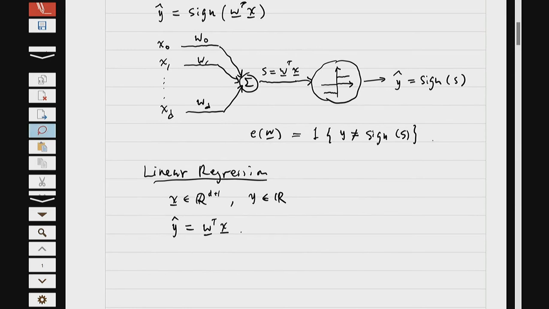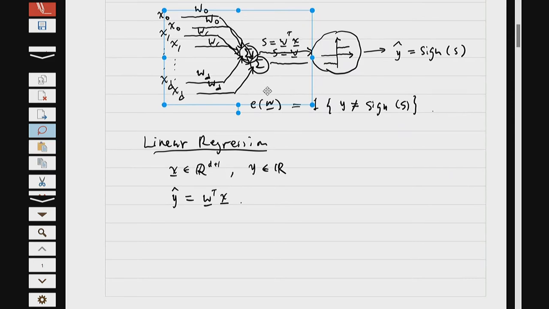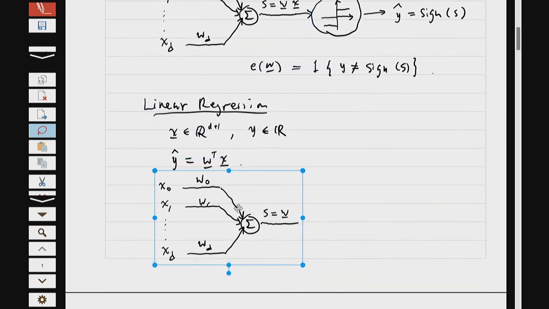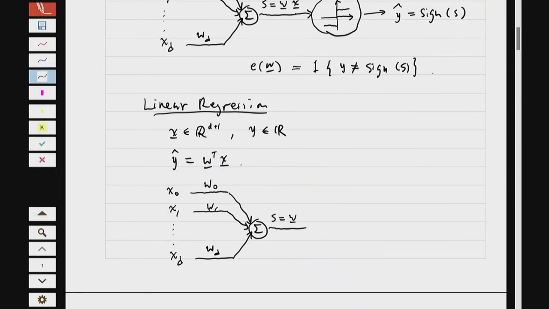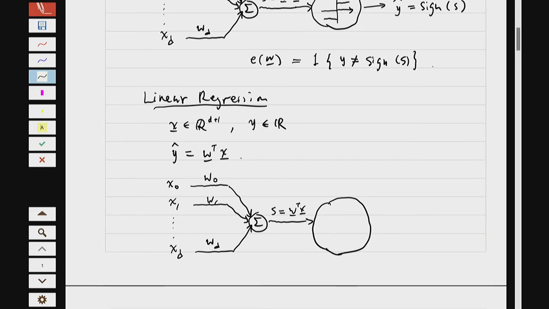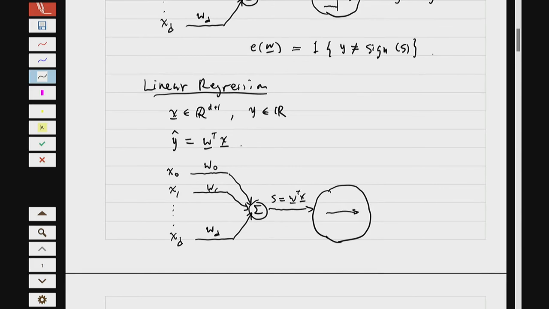We do the same thing. In fact, I'm just going to copy and paste this whole thing, because the front end is exactly the same. The difference is simply what this node is. This circle, in the language of neural networks later, is also called the activation function. So the activation function for linear regression would be what? What does it look like?